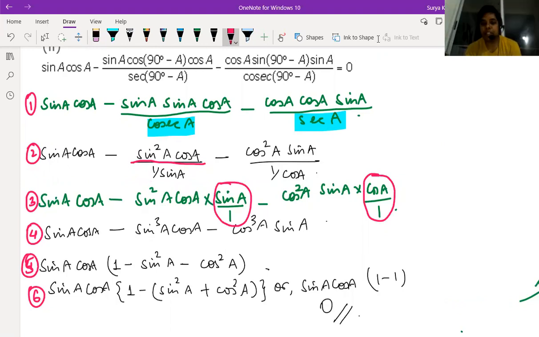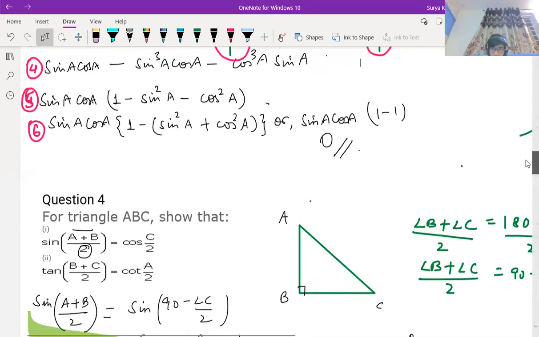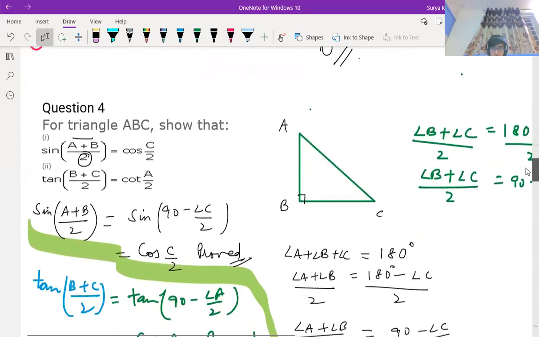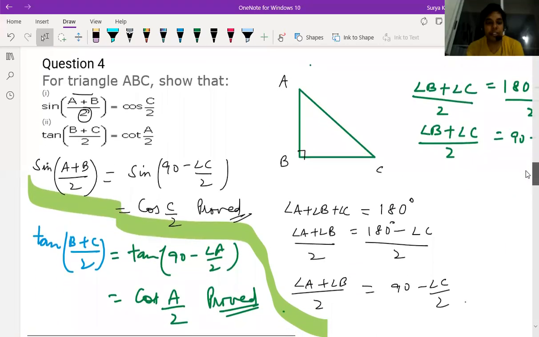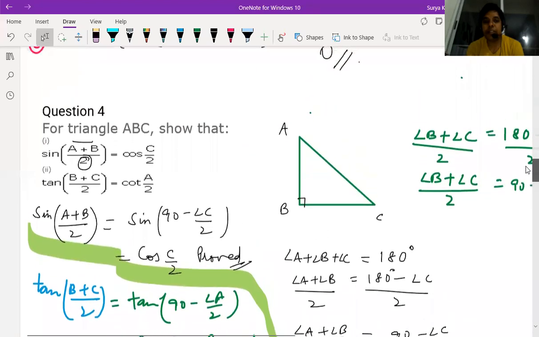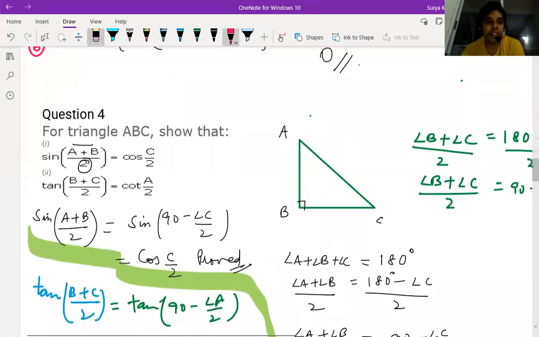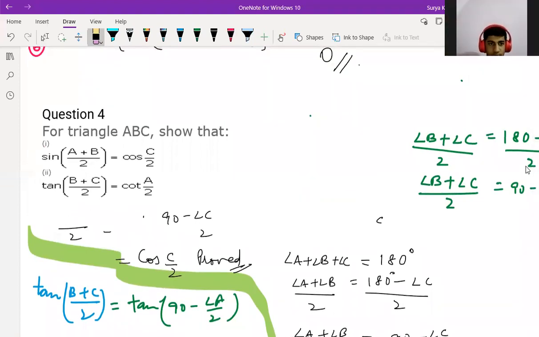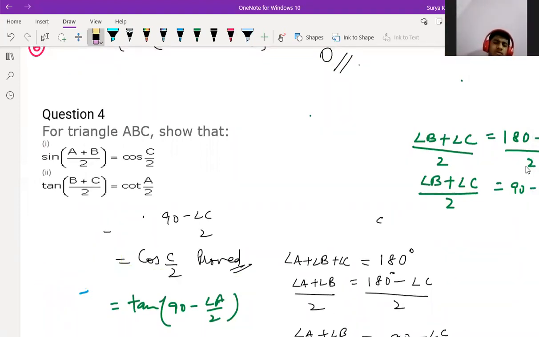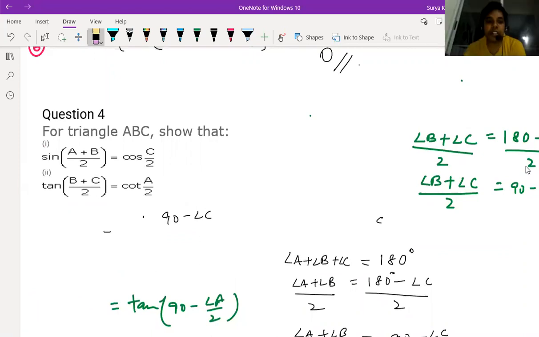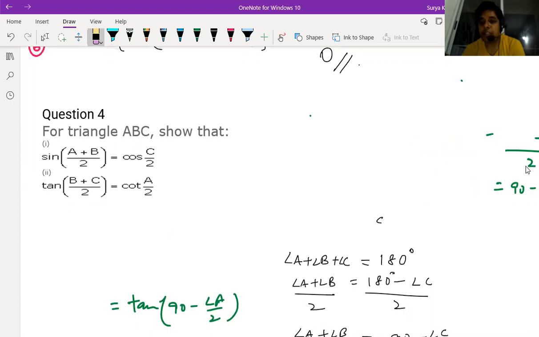Shall I move to the next question, children? Question number 4. This is also similar to NCERT only, children. Can you prove this? Just tell me. This is one kind of revision only for you. Who cannot do this question?